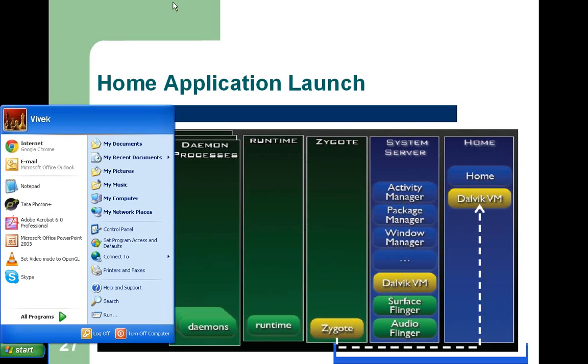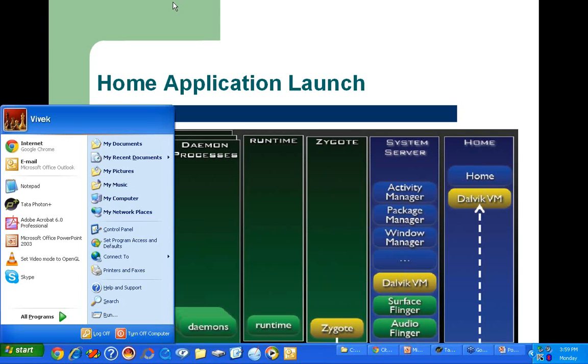So this is a brief about Android development and what the various applications are. I would like to open this forum now for questions. If you have any questions, please feel free to ask me.